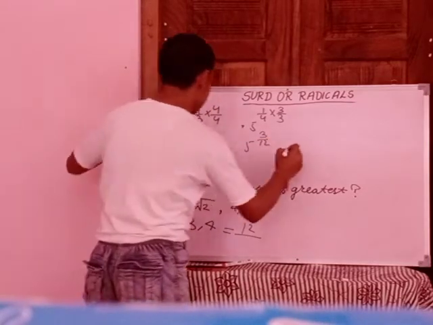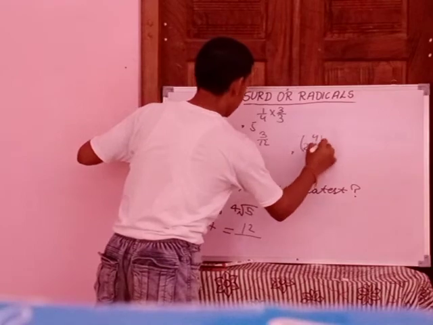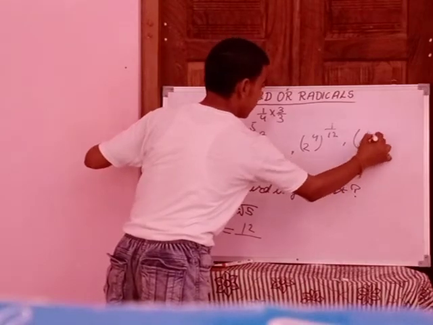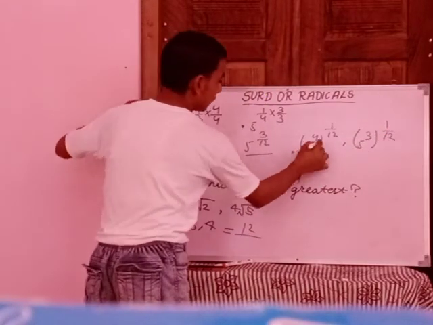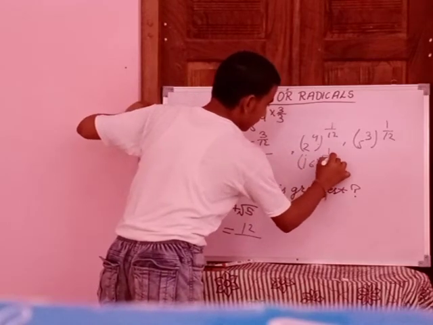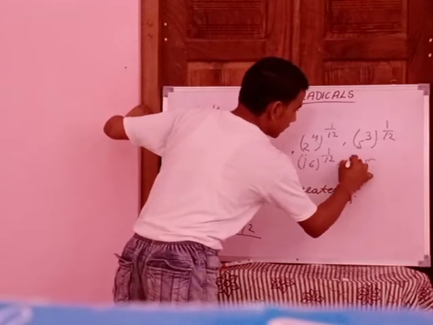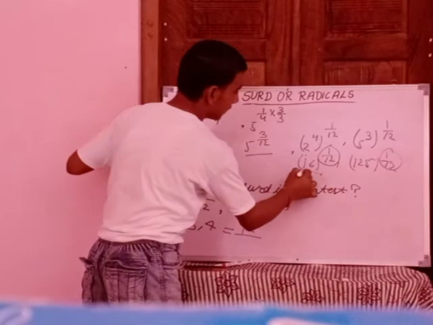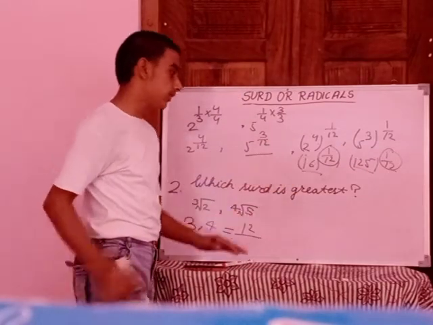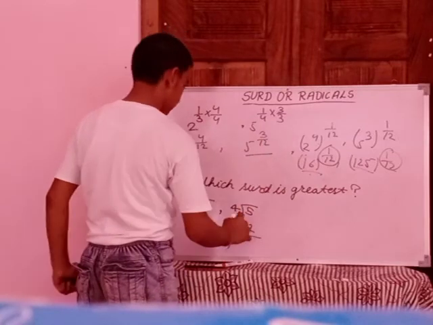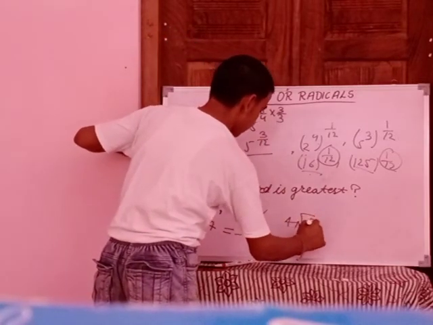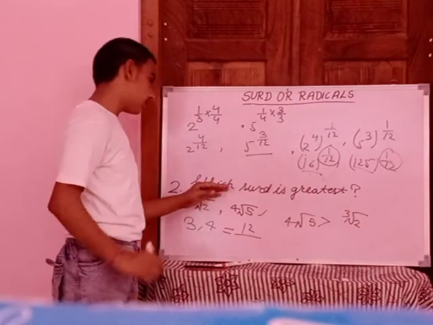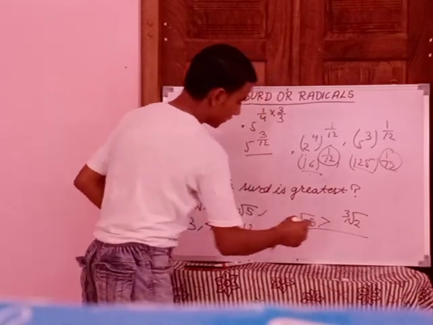Now these can be written as 2 raised to the power 4, all raised to the power 1 by 12, and this can be written as 5 raised to the power 3. The answer would be 16 raised to the power 1 by 12, and 125 raised to the power 1 by 12. As the powers are the same, we compare the bases. 16 is smaller than 125, so the surd 4 under the radical sign of index 4 is greater than 2 under the radical sign of index 3. So this was the answer of our second question. Thanks for watching this video.